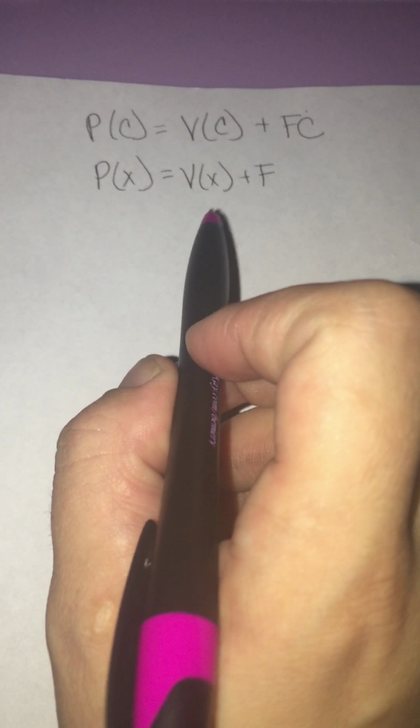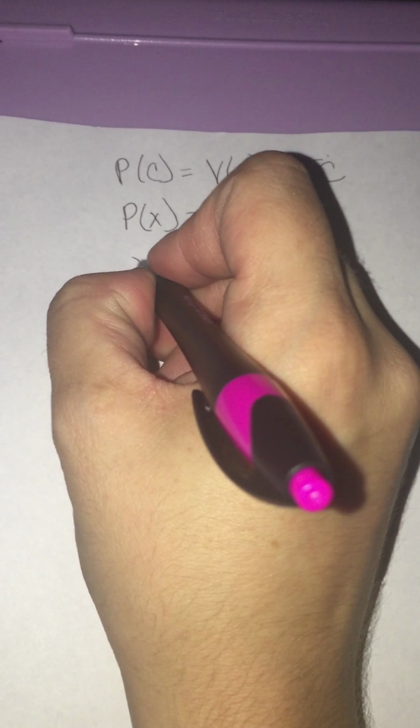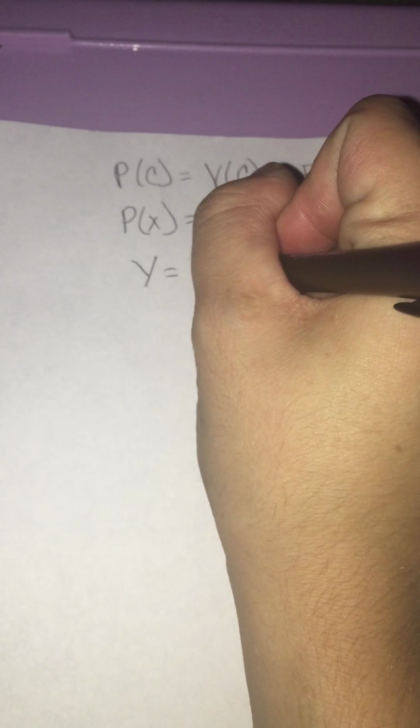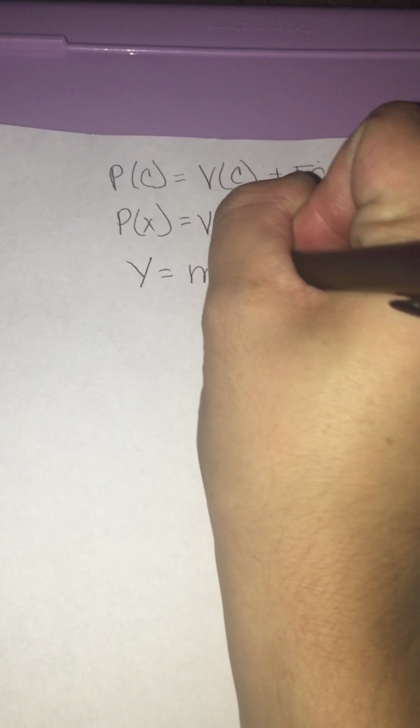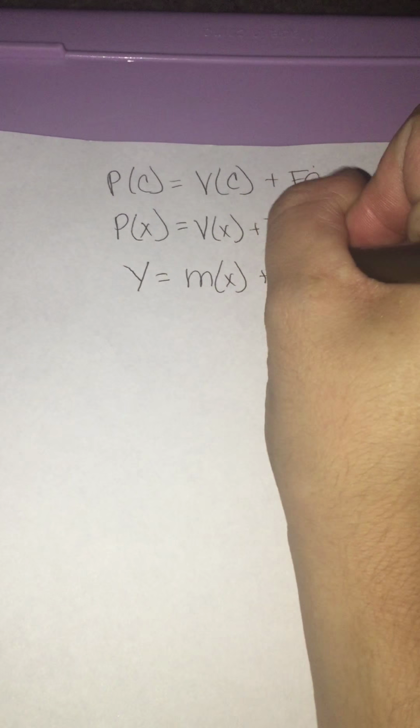Now do you know what this looks like? This also looks like y equals mx plus b. There's the slope intercept. I wrote that because we're going to need it, okay?